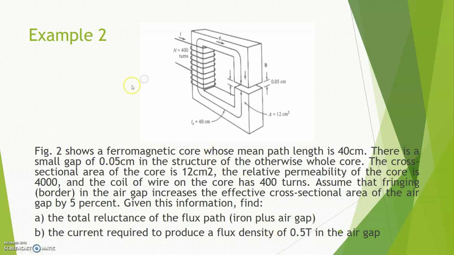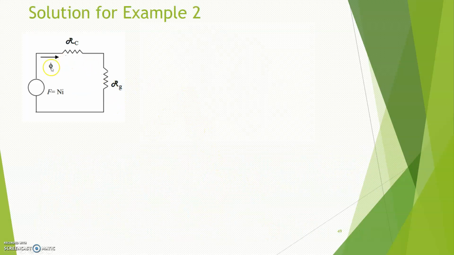So the solution to this example is given here. So you can transform your magnetic circuit into the equivalent electrical circuit such as this, and then because you have two different materials, which are the core and the air gap, that's why you have different reluctance values. So the first one is the reluctance for the core, the second one is the reluctance for the air gap. Okay, so here you have a magnetomotive force. Okay, and then you have a flux induced along it.